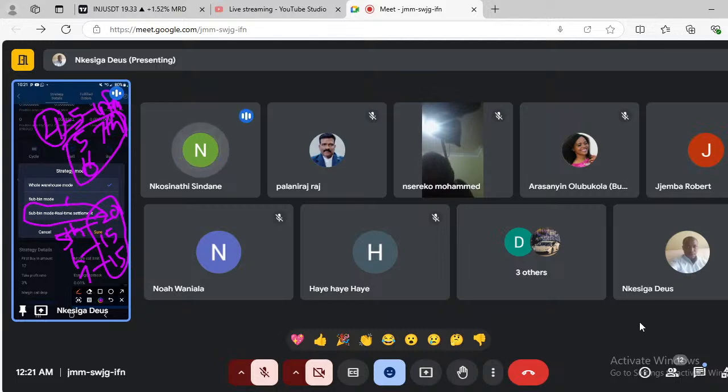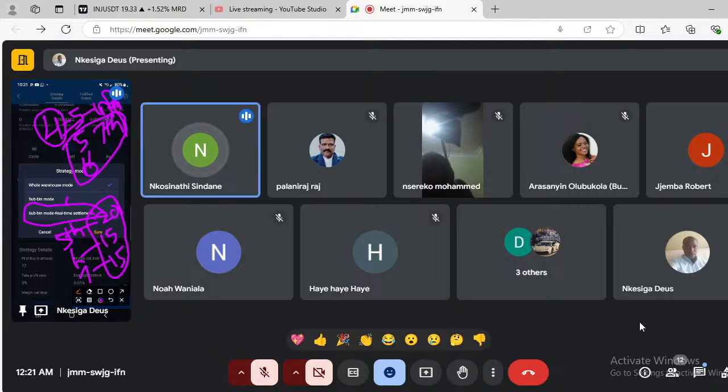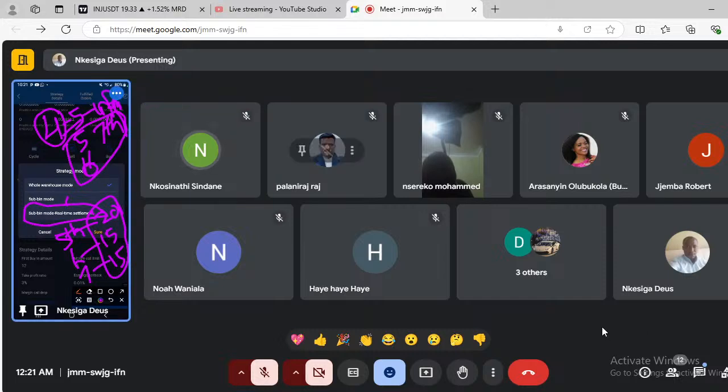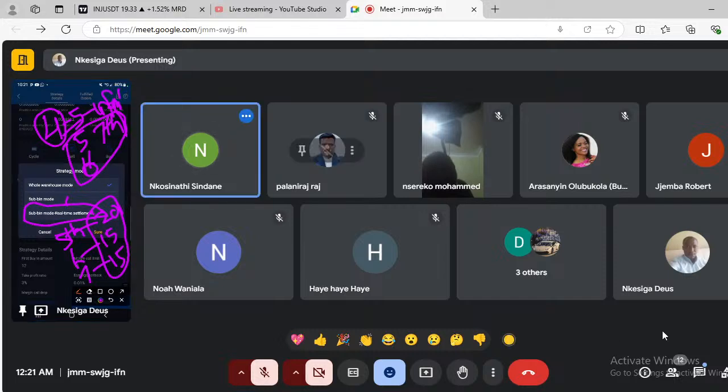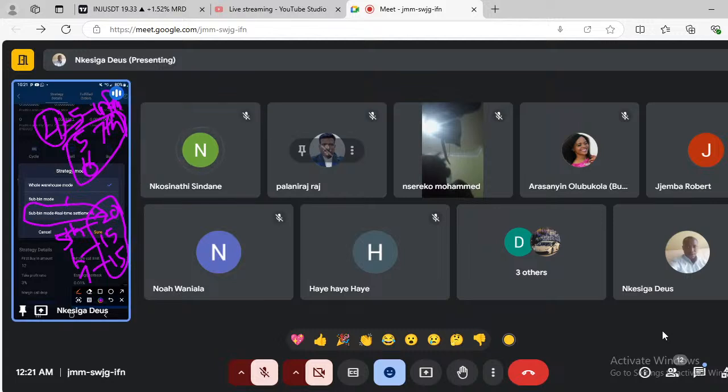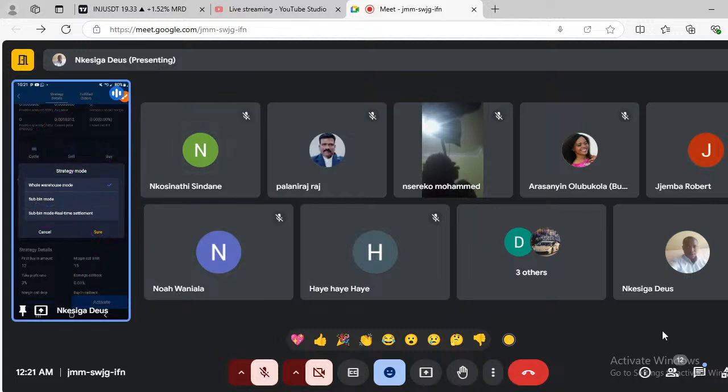The sub-bin mode, real-time settlement, is the best one, because you keep earning even though you are in floating. Your coin is negative 30, but you keep earning $1, $2, 0.5, 0.5, 0.2. The money keeps coming. The money keeps coming.